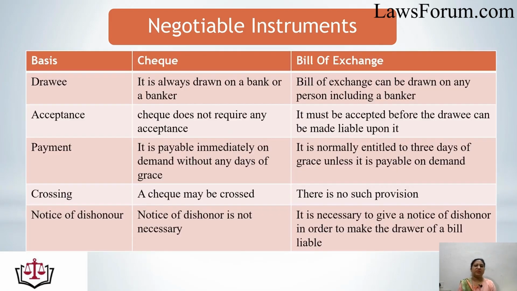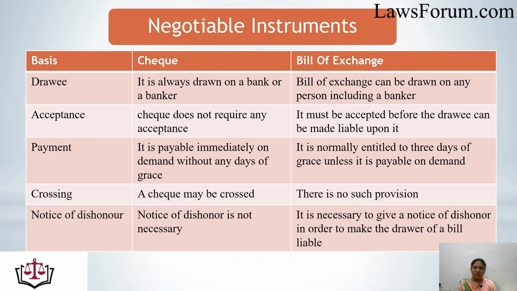So now let's discuss the difference between the check and bill of exchange. The first point of difference between check and bill of exchange is the drawee. Check is always drawn on a banker or on a bank, but bill of exchange can be drawn on individual persons, including a banker.